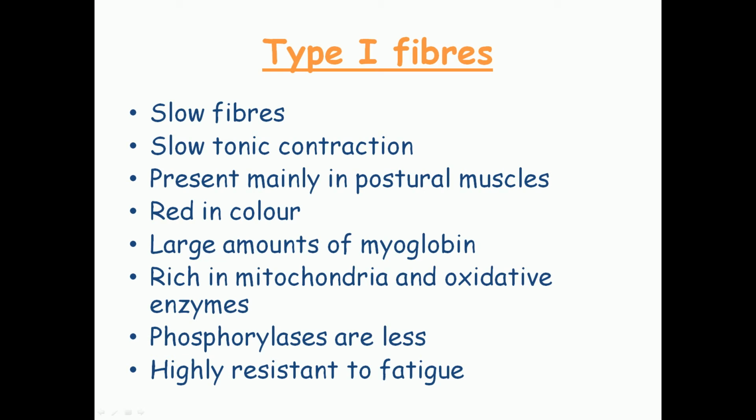They are red in color because they have a large amount of myoglobin. They're also rich in mitochondria and oxidative enzymes. So they basically produce their energy by oxidative mechanisms. They have very little phosphorylases and they are highly resistant to fatigue. So they won't get fatigued so easily. That's why the postural muscles help to maintain the posture for a long time without getting fatigued so easily, and that's why they contract very slowly.